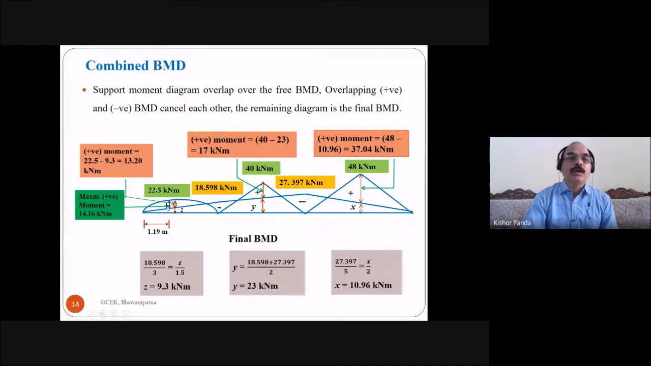But you don't know where you will get the maximum positive moment of span AB, because there is a uniformly distributed load. So you don't know in which position you will get the maximum positive moment. That position you have to find out, because where the shear force is 0, at that position you will get the maximum positive moment. So you have to find the zero shear force position. Then after putting this zero shear force position, you will find the maximum positive moment. This one, the maximum positive moment, is 14.16 kilonewton meter.